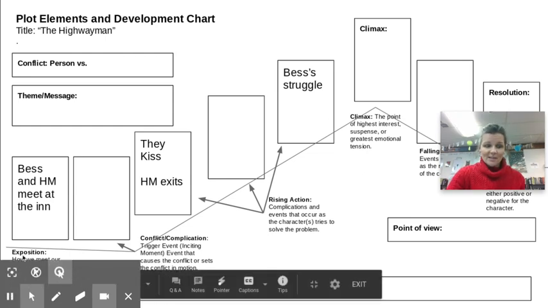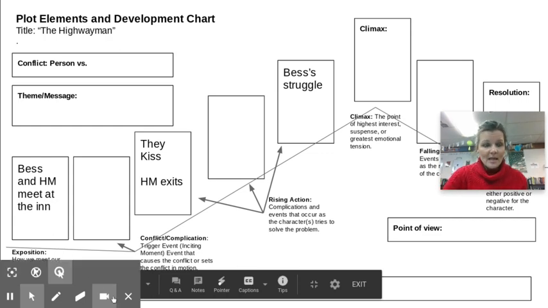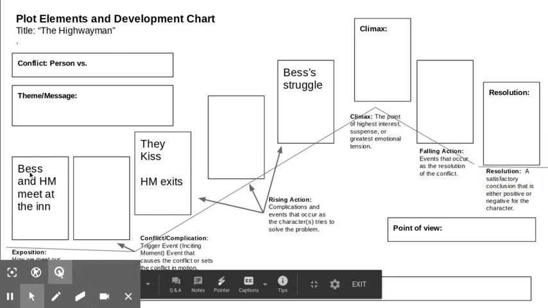Okay, so the exposition is the first part of plot, and that is just where we meet our characters and how the story setting gets started. And so where are we? Well, we're with Bess and the Highwayman, and they meet at the inn. They're out on the English moors in the countryside, and it's very remote, and it's at night.